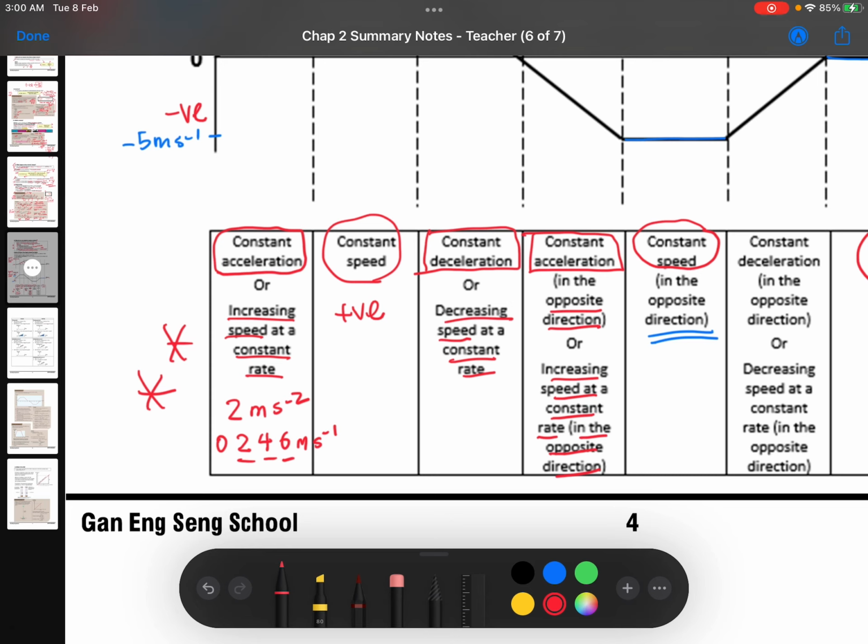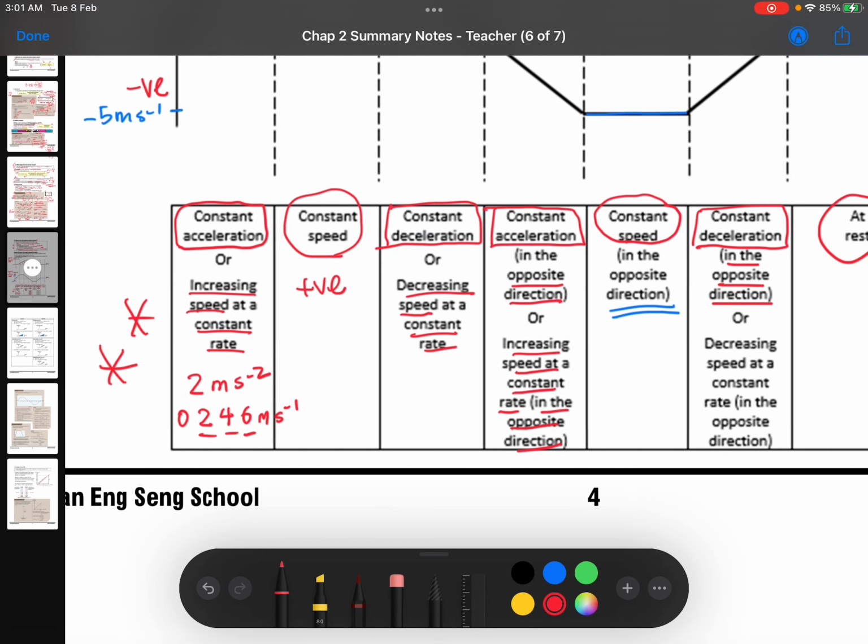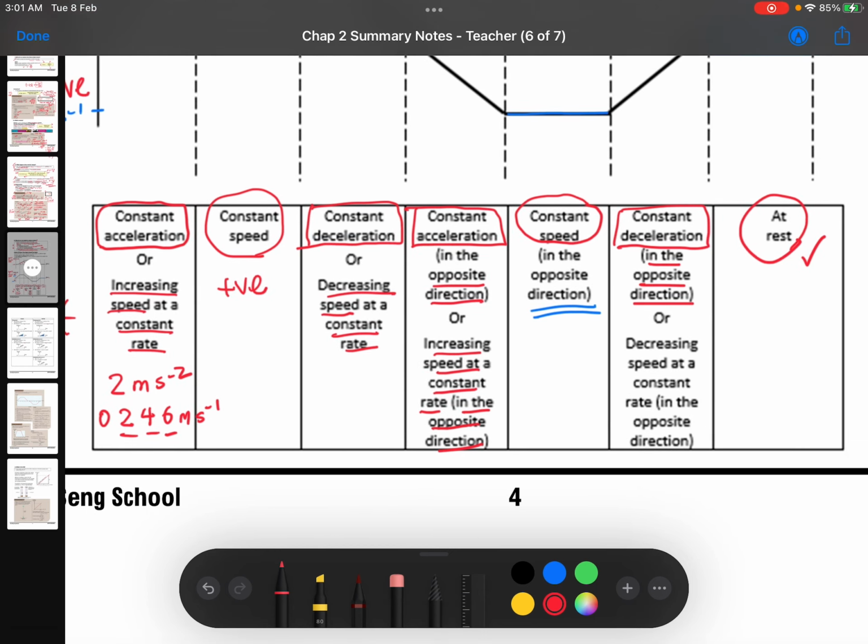Okay, then the other one is constant deceleration in the opposite direction. In other words, constant acceleration means it's speeding up at a constant rate, but in the opposite direction, negative for that matter. Okay, so in this context, it can also mean constant deceleration.